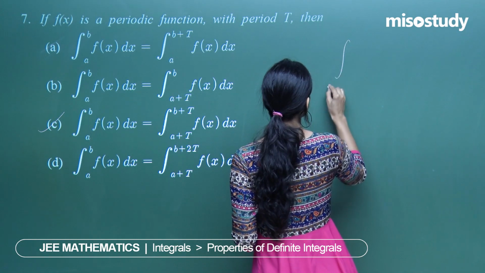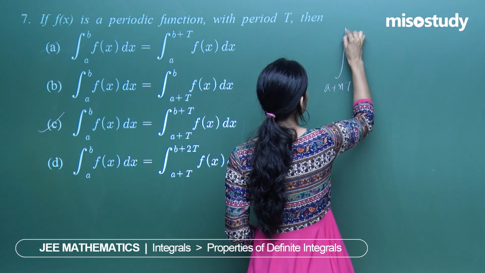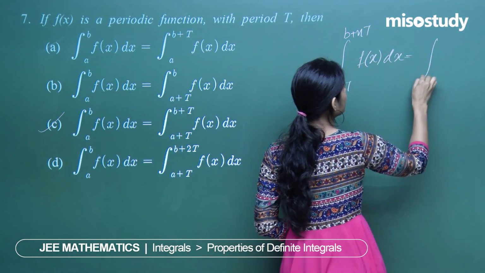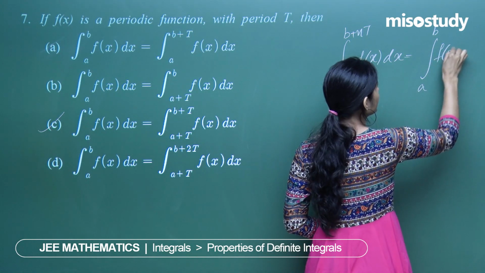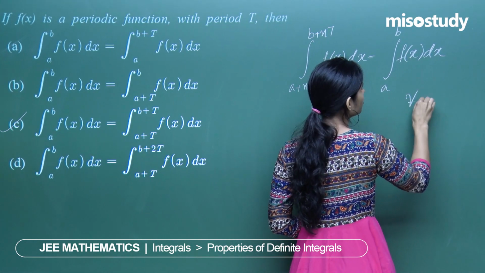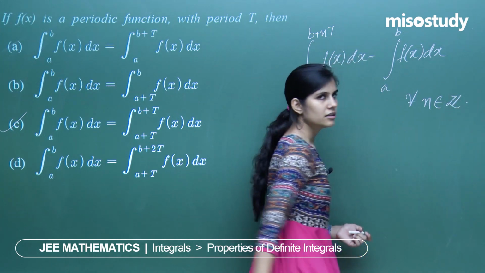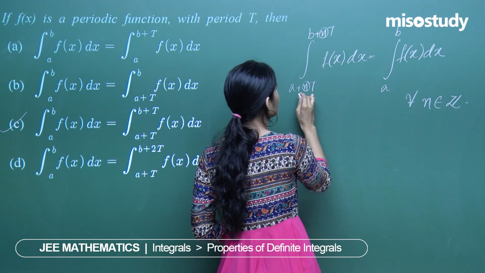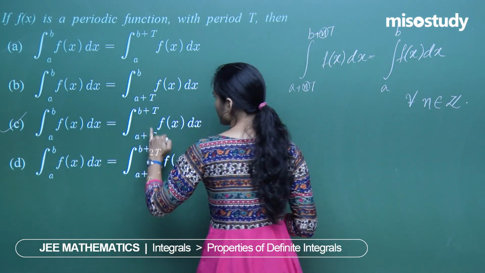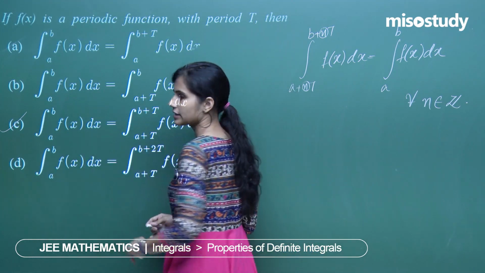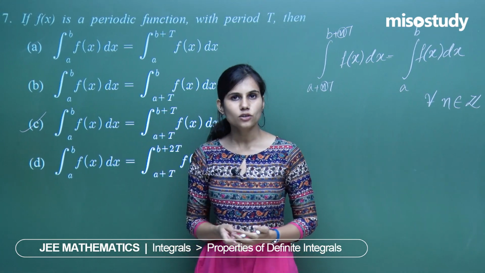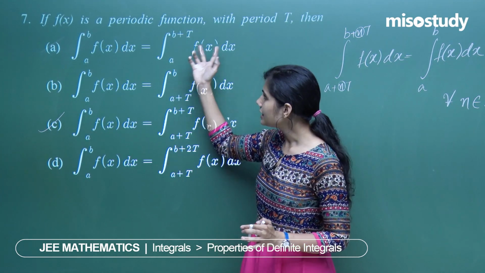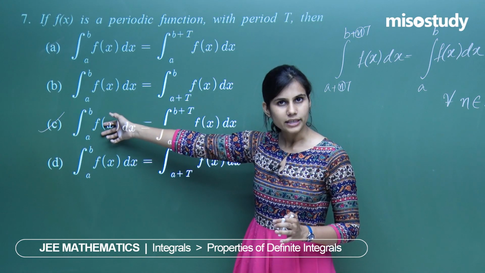Why? Because we know that the integral from a plus nt to b plus nt of f(x) dx is equal to the integral from a to b of f(x) dx, and this is true for all integers. Over here specifically for n equals 1 the expression is given to you, a plus 1t to b plus 1t. See, the integral of f(x) dx from a plus 1t to b plus 1t is the integral from a to b of f(x) dx. So this is obviously right. If you have just the knowledge of very basic properties which functions that are periodic with period t acquire, very directly you will be able to get the answer.